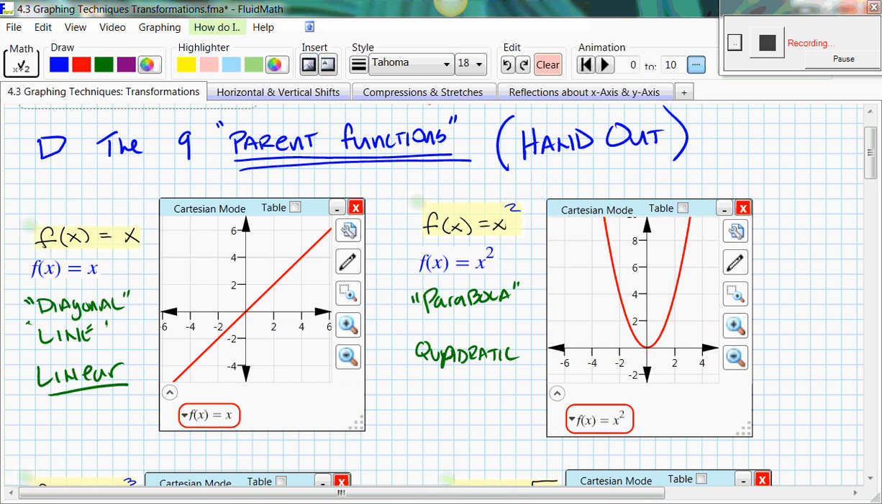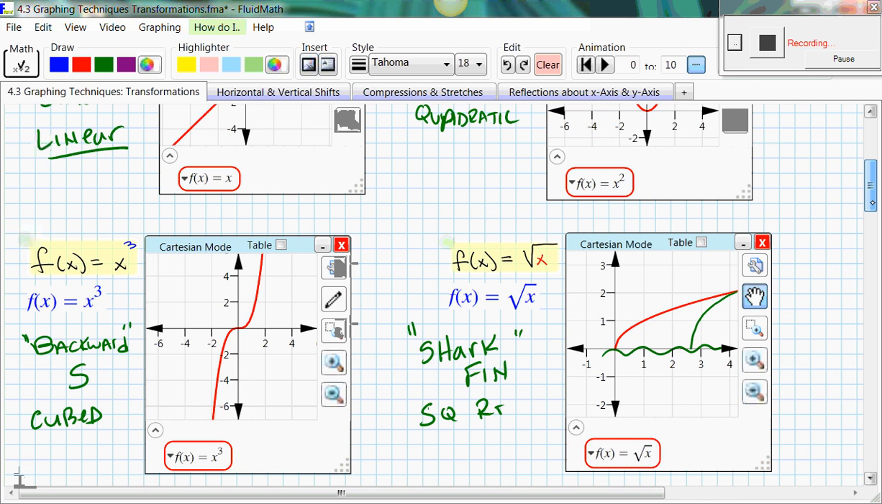Okay, over here in the second one. Taylor. Yes, this is a quadratic. Nicely done. Okay, so we have a quadratic function, gives you the shape of a parabola, and it is the f of x equals x squared function. Nicely done.